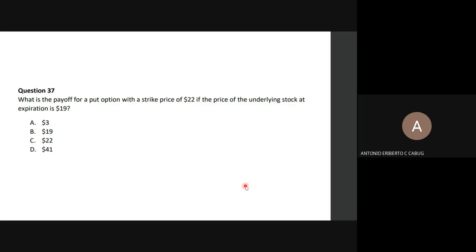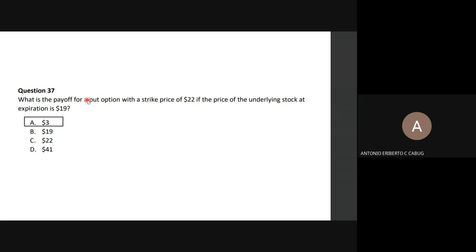Okay. Enter everyone. So you have the right to sell at 22. Currently, it's only 19. Panalo ka. May karapatan kang ibenta ng 22. 19, diba? You will gain 3. So that would be the payoff. If you have a put option, you have the right to sell at 22 when the price of the underlying stock is 19. Sir, paano kapag call option ito? What if this is a call option?